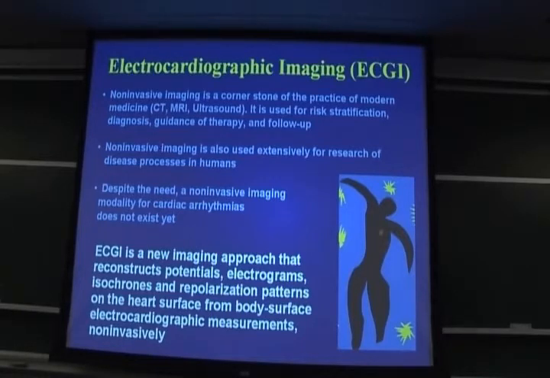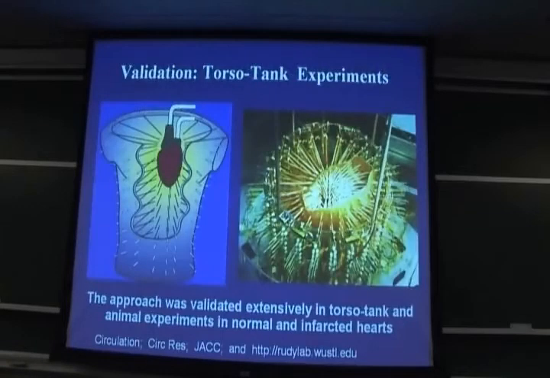Despite all of that, we don't have anything better than the ECG that is truly non-invasive. And that's why, in many cases, we have to put catheters into the heart to make a more accurate diagnosis than we can do from the body surface. But that's an invasive procedure. So we set out to develop a non-invasive imaging modality that we now call ECG imaging, ECGI, that takes information from the body surface non-invasively and projects it back to the heart.